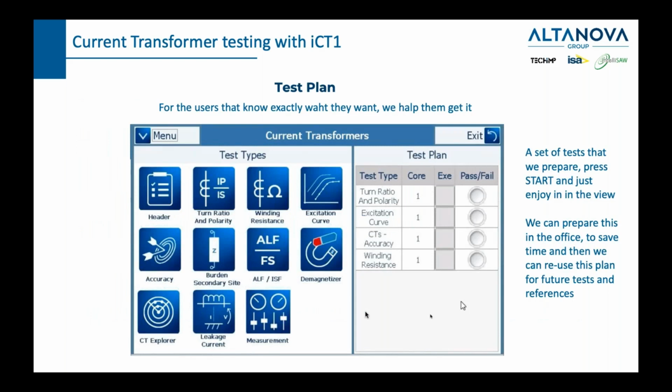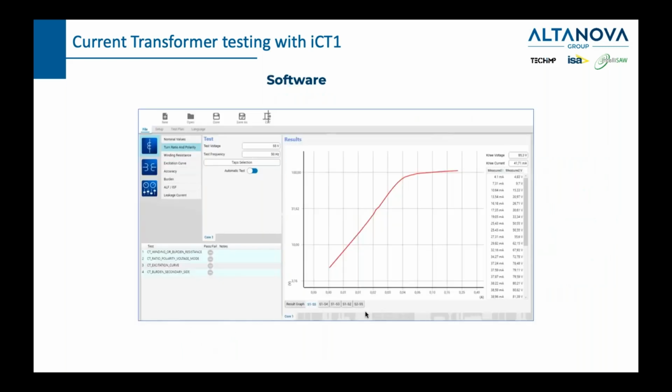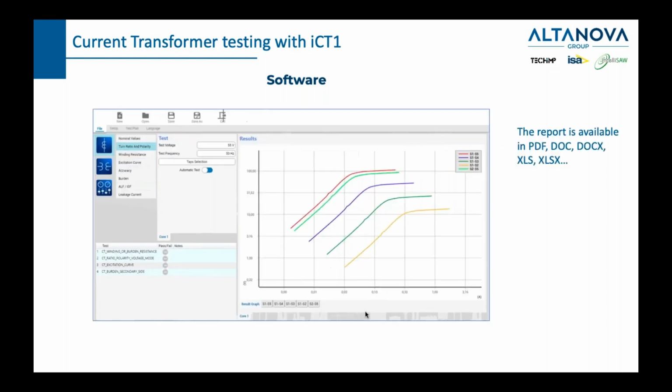So the last thing I wanted to mention here is a test plan, a very, very useful feature where you can prepare in your office before testing which tests you want to do, what are the nominal values, and when you come to the site, you just connect and press start. The ICT1 can also be connected to the PC, and when you connect it to the PC, you can get results something like this. It's a very nice piece of software.